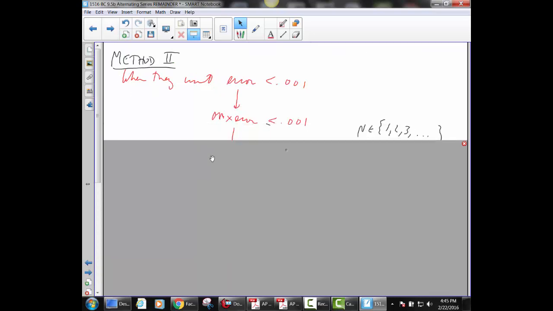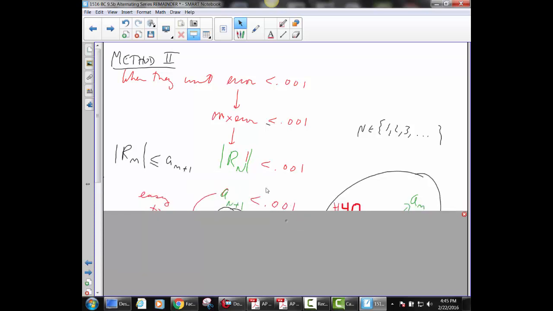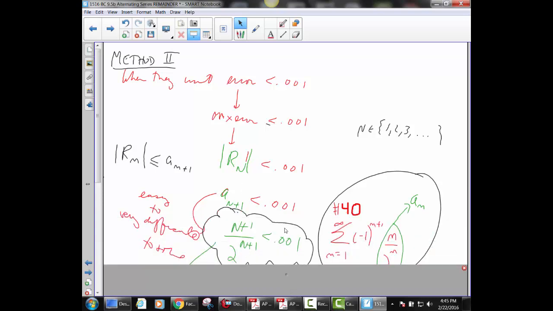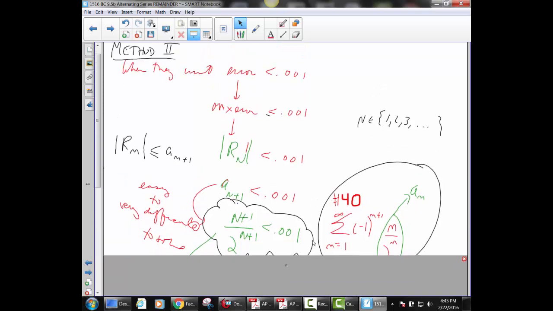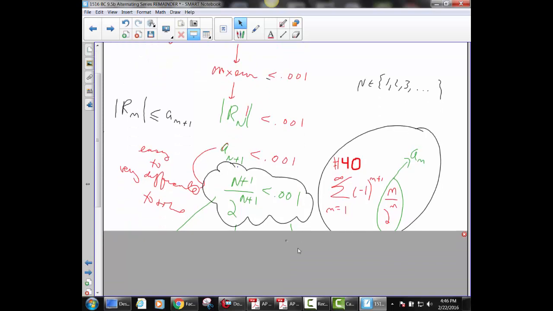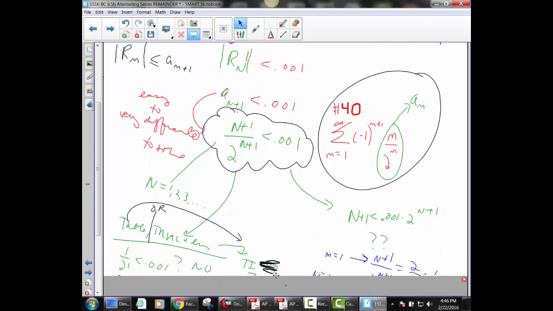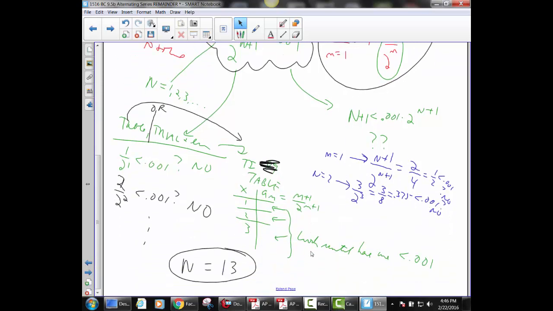Method 2, if they want an error of less than 0.001, that means the maximum error has to be less than 0.001, which means the absolute value of the Rn has to be less than 0.001. And the absolute value of our Rn is, if we take, for example, number 40, where the series is -1 to the n plus 1 times n over 2 to the n. So therefore, the n plus first term will be n plus 1 over 2 to the n plus 1, and we want that to be less than 0.001. So you can solve that on your TI. And you will get n equals 13.